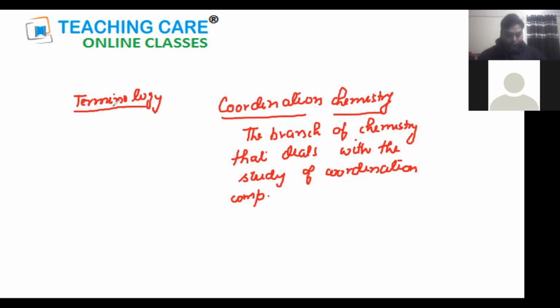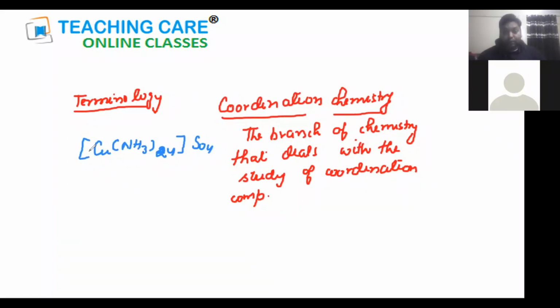Because you have to know different terminology. So the coordination compound is written like this. If we take an example of a coordination compound, it is somewhat written like this: Cu(NH3)4 SO4. This is an example of a coordination compound. We will study all the things, naming everything.